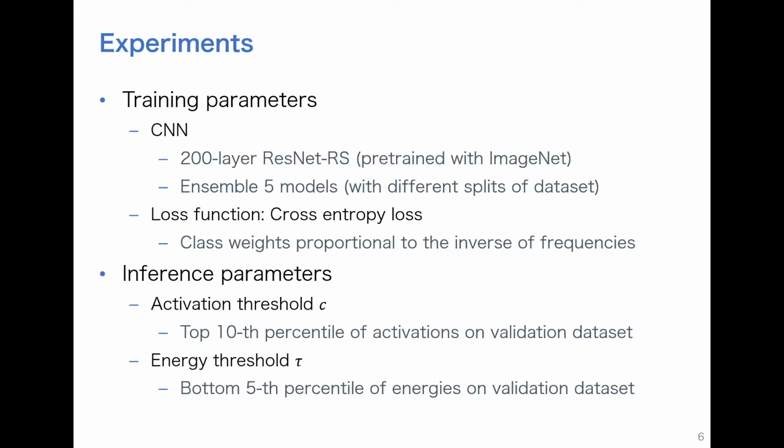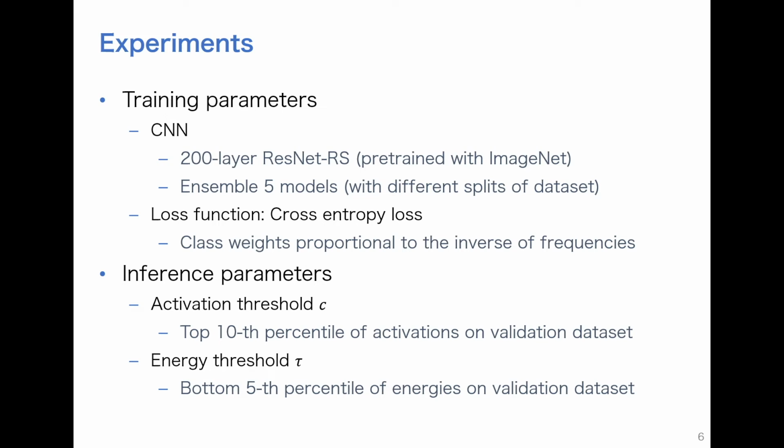Here are the experimental conditions. We use a 200-layer ResNet pre-trained with the ImageNet dataset for our base network. We divide the dataset into 5 folds, and 5 models are trained by using different combinations of the folds. We use the cross-entropy loss as a loss function. Since the dataset is imbalanced, we use the weights given by the inverse of the frequencies in the training dataset.